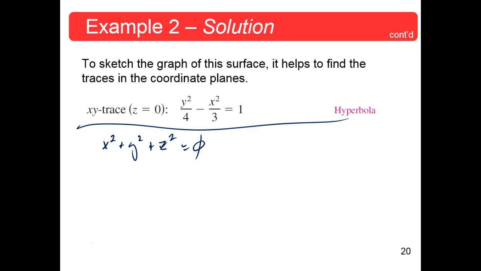Well, guess what? These three added together are always going to be positive, except they only add to 0. So there's only one point that satisfies this: x equals 0, y equals 0, z equals 0. That's not a surface at all. It's a single point, the origin. That's all. If x were anything else, that couldn't be 0. If y were anything else, that couldn't be 0. If z was anything else, that couldn't be 0. So that's going to be a single point, sort of a dumb representation there.